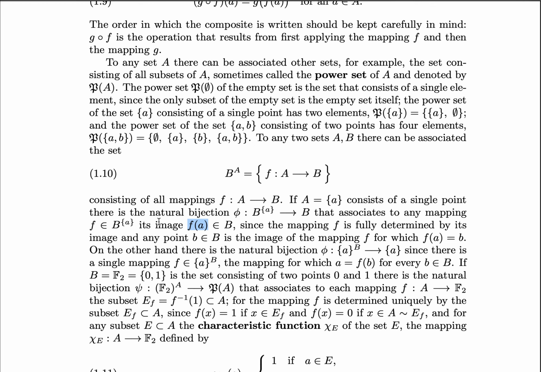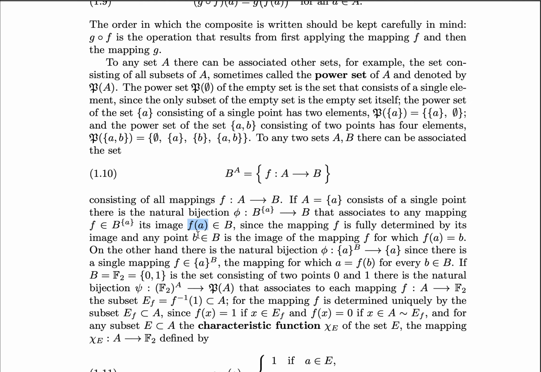there's not really any other way to define it, we can consider that whatever images exist, called f(a) within B, we simply associate those images with the mappings themselves. Since, as is noted, the mapping f is fully determined by its image f(a), a point in B.